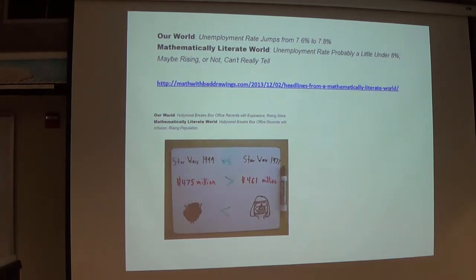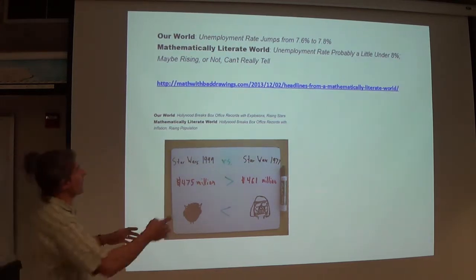And how many of you have heard a headline like that before? Yes, of course. So, mathematically literate world: unemployment rate probably a little under 8%, maybe rising or not, can't really tell. You see why that's more true? Because what does the 7.6 to 7.8% actually have on it that isn't indicated there? Margin of error.